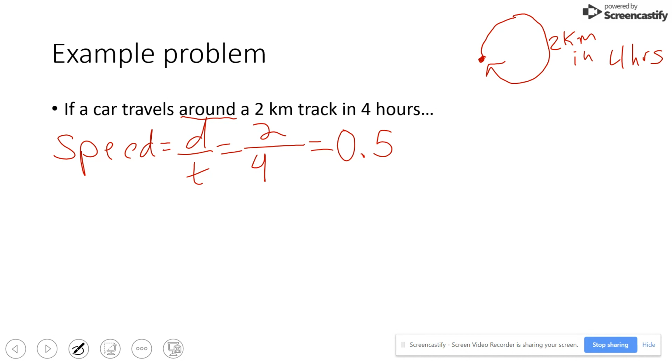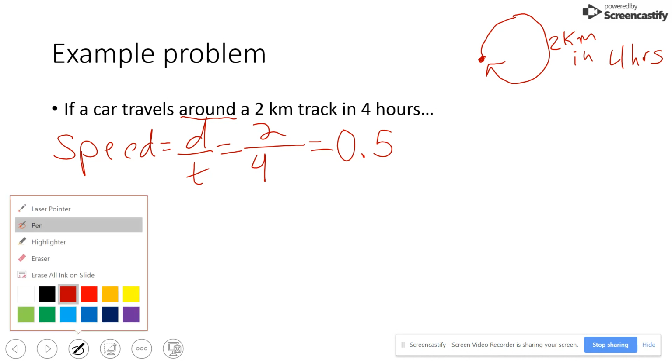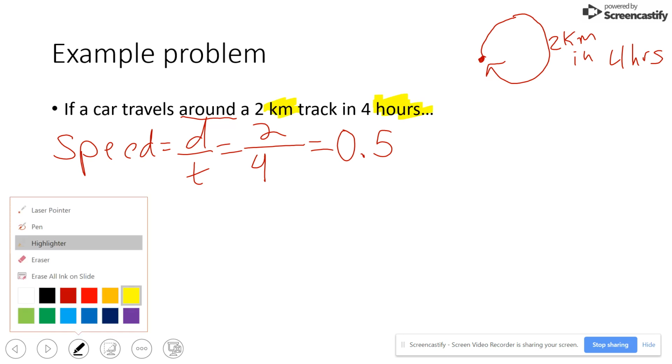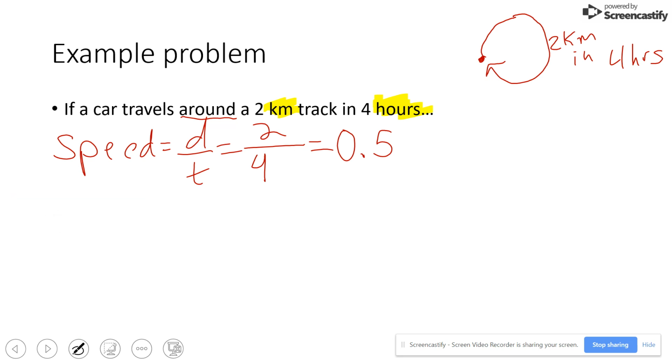Then when you look at your units, our unit for distance is kilometer, and our unit for time is hour. So our unit for speed is km per hour.